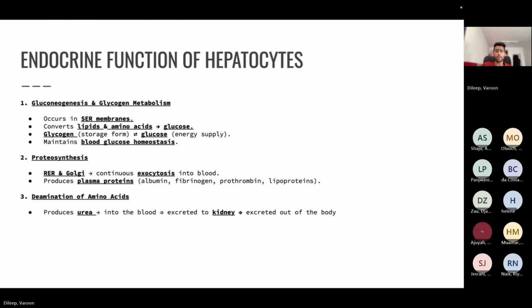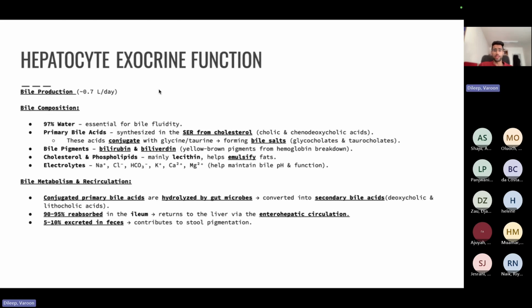Now, when we talk about the exocrine function of the hepatocyte, moving on from the endocrine, it is involved in the production of bile. So first, let's talk about the components of the bile. This includes water, mainly, as you can see, it's 97% water. Then you have primary bile acids, bile pigments, cholesterol, phospholipids, and electrolytes.